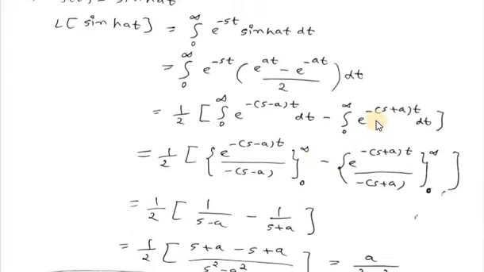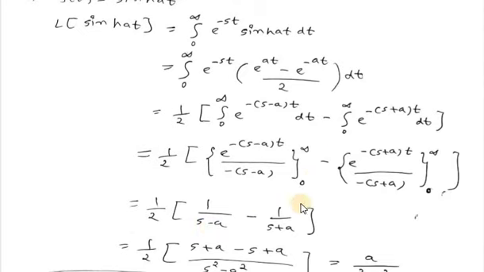Now the integration of e raised to minus of (s plus a) t, the answer is e raised to minus of (s plus a) t divided by minus of (s plus a), and the limit is from 0 to infinite. Now for the upper limit, it will become e raised to minus infinite, and e raised to minus infinite is 0. And for the lower limit, it will become e raised to 0. So minus e raised to 0 over minus of (s minus a), and e raised to 0 is 1, and minus minus plus. So the result is 1 over s minus a.